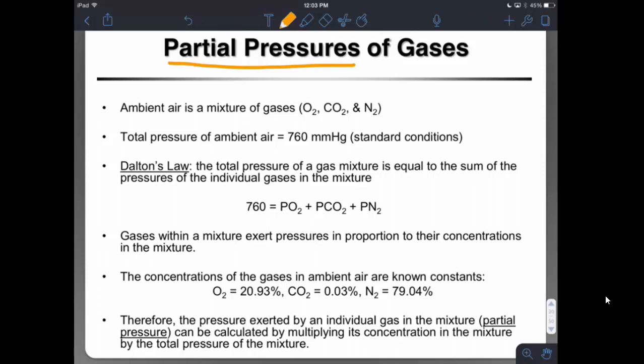So basically, let's start with ambient air, which is air in the atmosphere. Okay, and we can measure the pressure in ambient air. And that is called barometric pressure.